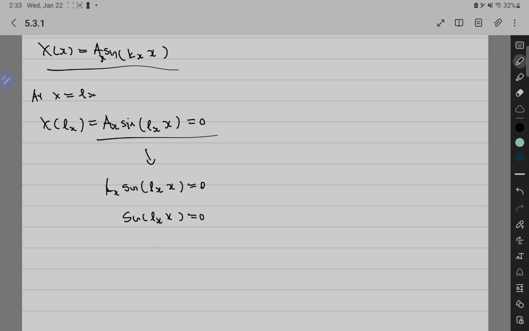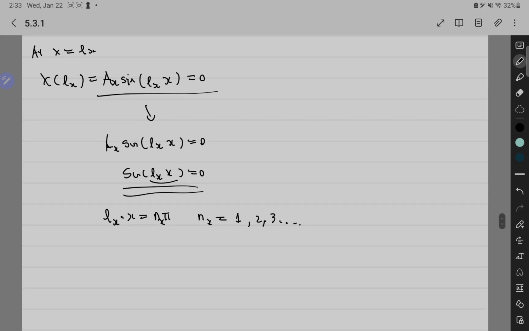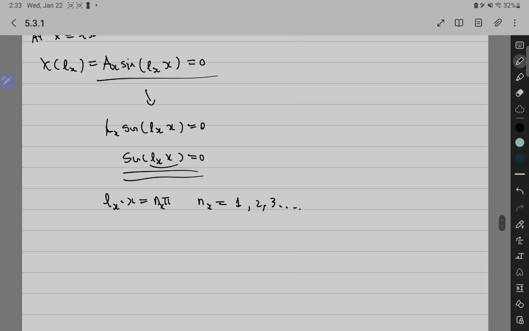What are the solutions to this? If I ask you sine x is equal to 0, how would you solve for x? Well, x is going to be equal to n pi. So what you have inside is going to be equal to n pi, so kx times Lx is equal to nx pi, in order to satisfy what we have here, where nx is equal to 1, 2, 3, and so on.